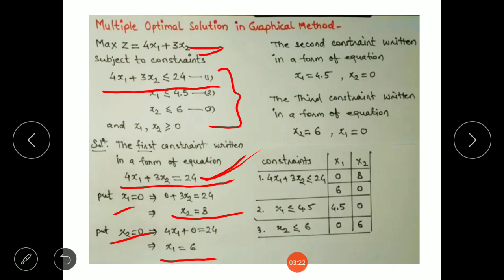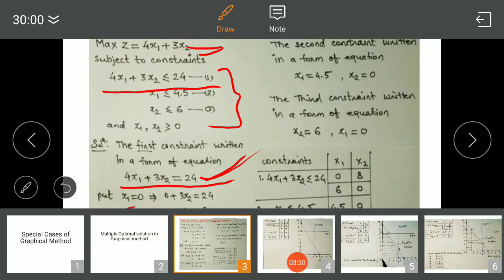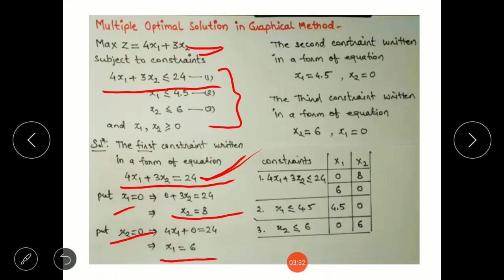So these are the two sets of points: x1 = 0, x2 = 8, and x1 = 6, x2 = 0. These are the two sets of points that we got for the equation 4x1 + 3x2 = 24, which is the equation for the inequality constraint 4x1 + 3x2 ≤ 24. Next, we will find the points for the remaining two constraint equations after converting them into equation form.